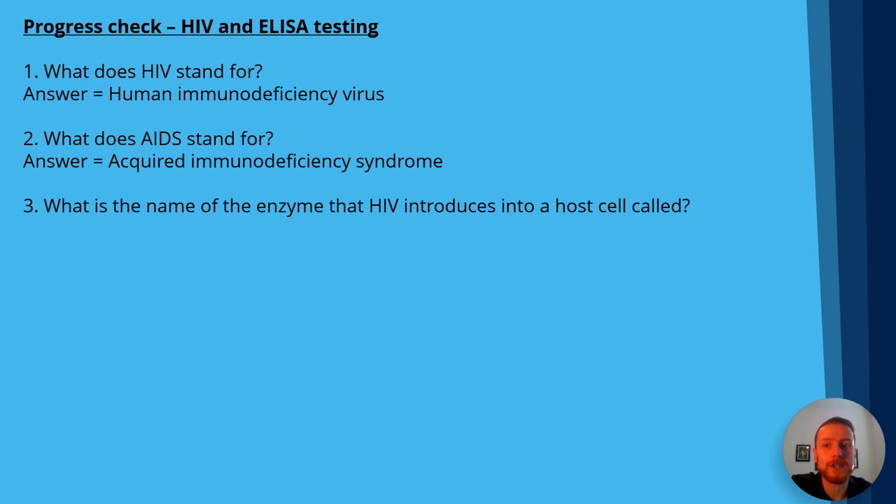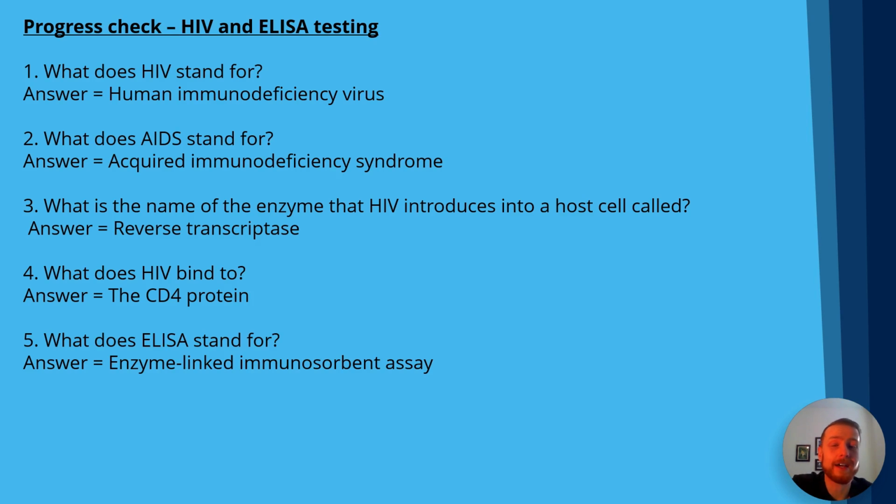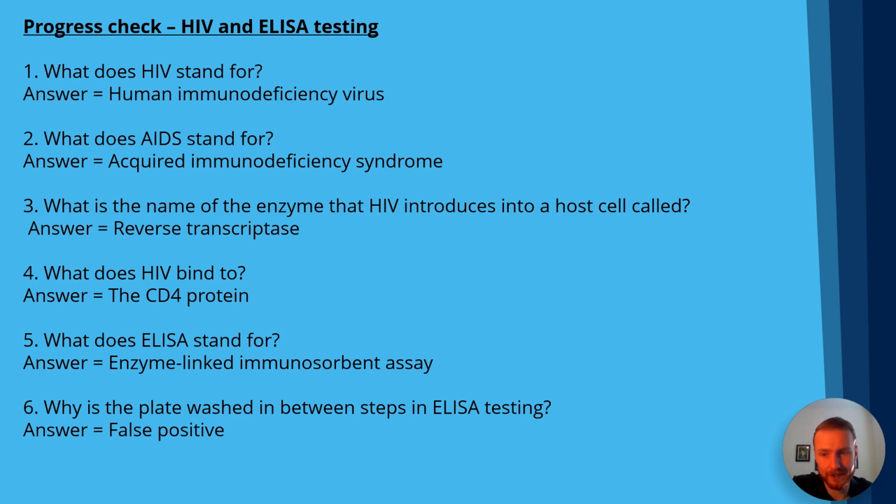Number 3, what is the name of the enzyme that HIV introduces into a host cell? The answer is reverse transcriptase. Number 4, what does HIV bind to? The answer is the CD4 protein on T helper cells. Number 5, what does ELISA stand for? The answer is enzyme-linked immunosorbent assay. Number 6, why is the plate washed in between steps in ELISA testing? The answer is to avoid false positives.